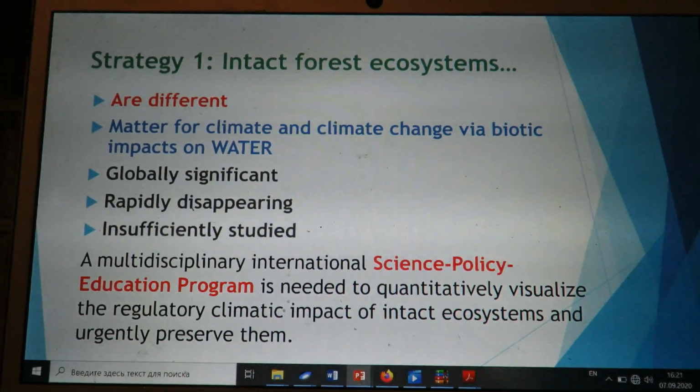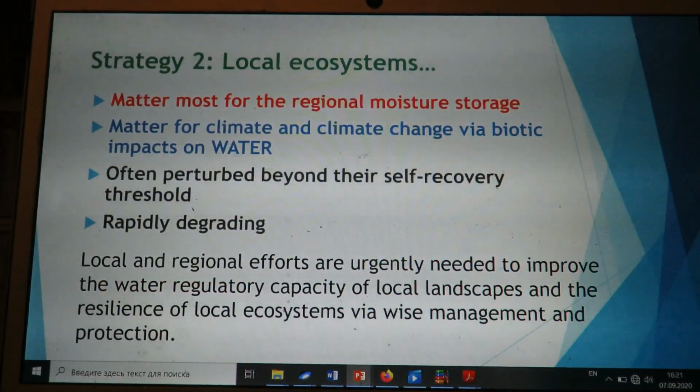So we need two strategies, one for intact forest ecosystems, which is more global, and the other one is for local ecosystems that require urgent interference.